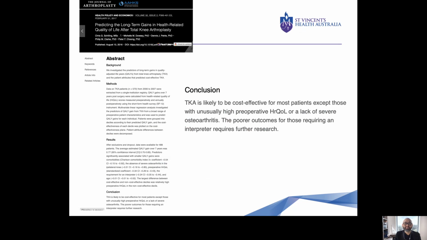Now, the team in Opus has done research around this in terms of costs, long-term gains and quality of life. And in this case, it's total knee arthroplasty, and it found that it is cost-effective for most patients, except for those with severe osteoarthritis. So again, the selection of patients is key, and this is one of the key pillars of the Opus program: understanding where patient selection fits into this and how important it is.